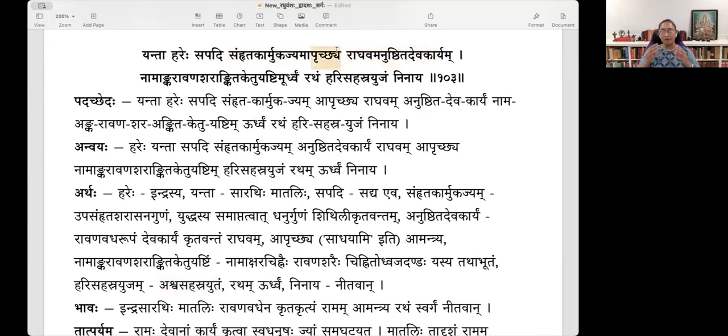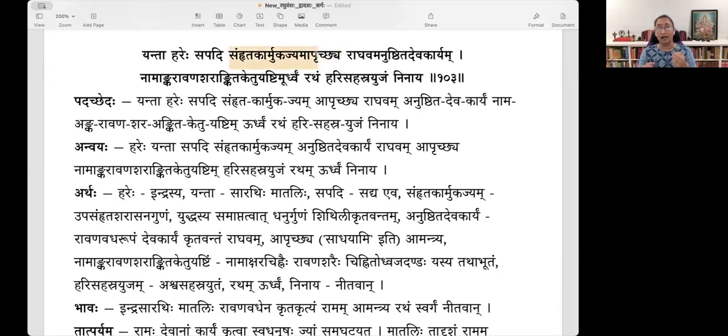Aprichya. He took permission from Rama. Aprichya here is after asking him permission to go away. Amantriya: can I go? Iti, taking leave. Aprichya Raghavam: he took leave, said bye to Rama, who had completed the Devakaryam.